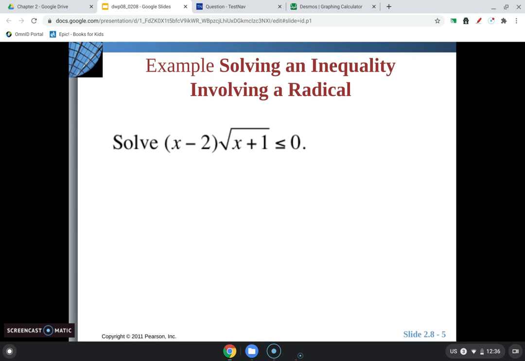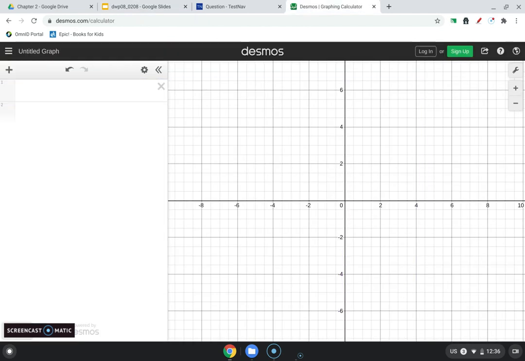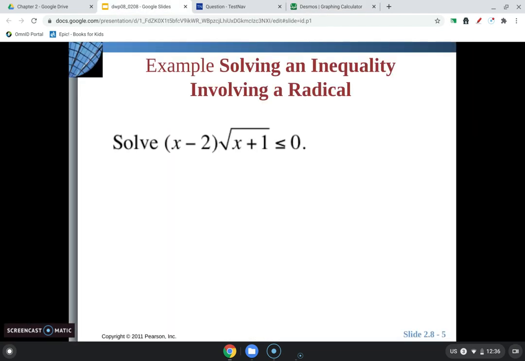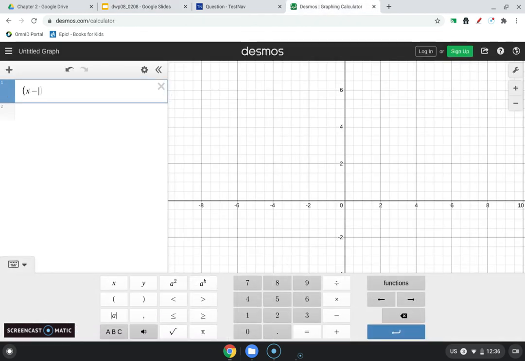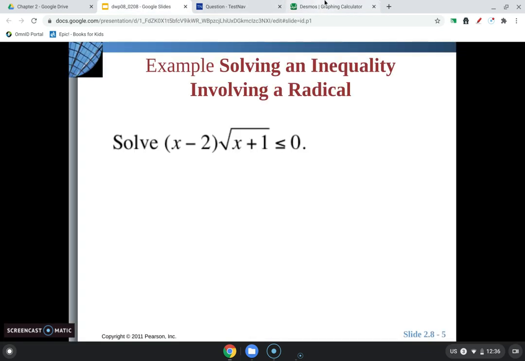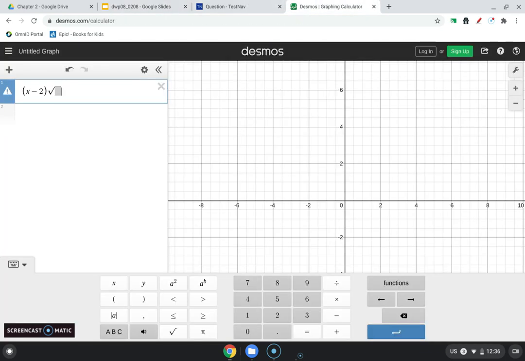All right, let's try another one. This is another less than one. We got kind of a funky chicken equation. Let's go ahead and write that. x minus 2 times the square root of x plus 1.